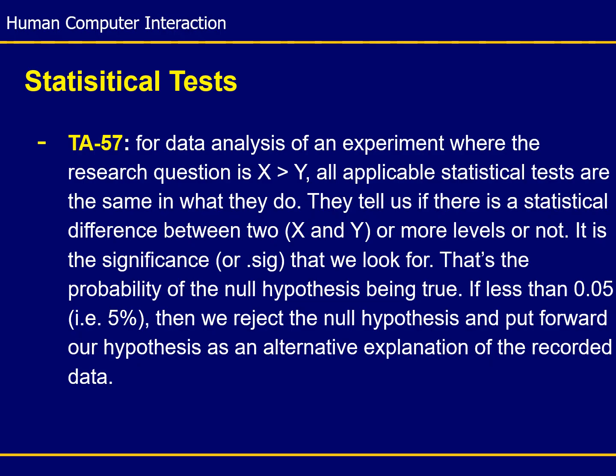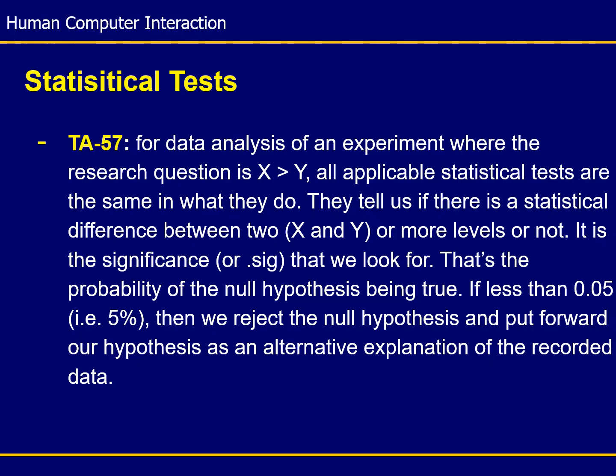So here's the takeaway. For data analysis of an experiment where the research question is x greater than y, all applicable statistical tests are the same in what they do. Okay? So whenever you do x greater than y, they're doing the same thing. They're trying to figure out, are we talking about population performance that overlaps, or is there a statistical significance, or in other words, are there 2 different curves that we are actually considering. Okay, that's what I try to say here.